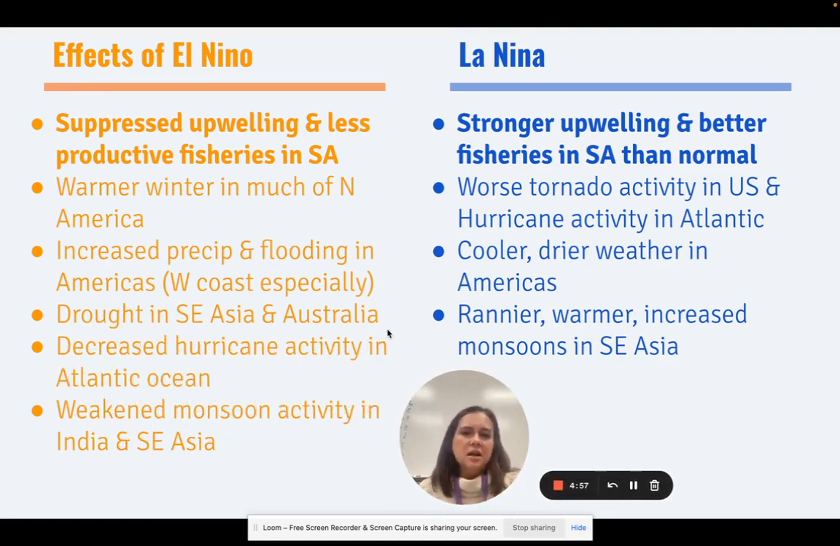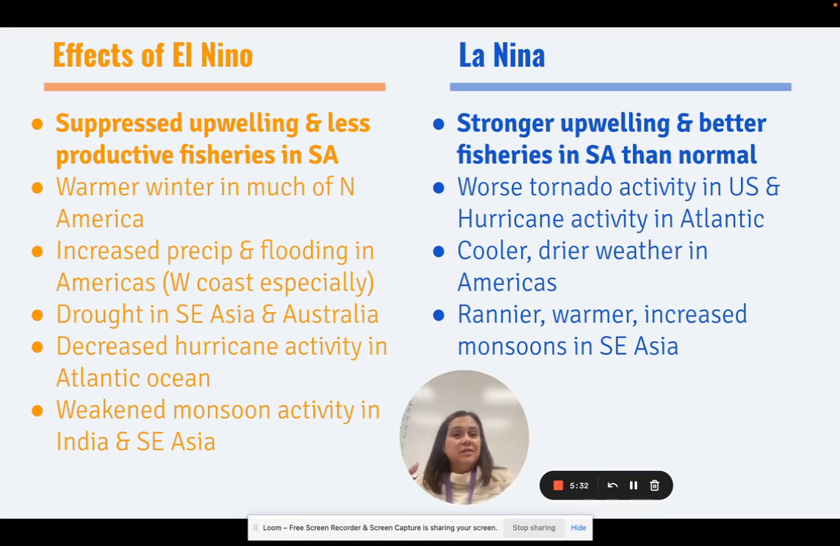Just to put it into perspective, when we're dealing with El Nino, we have less upwelling in South America and less productive fisheries. We also typically have a warmer winter in much of North America, and we'll get into that. We're also going to see increased precipitation and flooding in the Americas. We see the opposite on the other side: droughts in Southeast Asia and Australia, and weakened monsoon activity. Interestingly enough, we also see decreased hurricane activity in the Atlantic Ocean. We'll talk about why in class. I don't want to give that away yet.